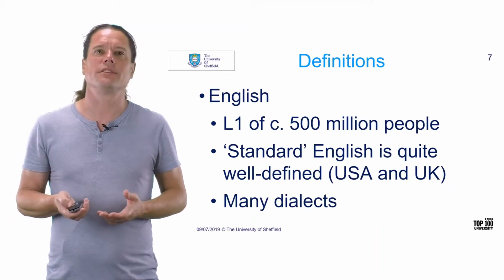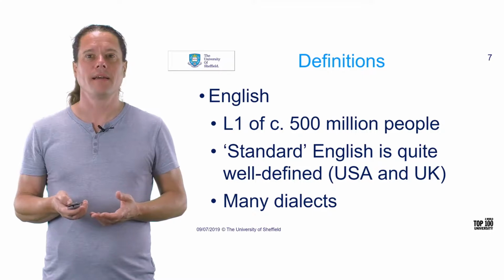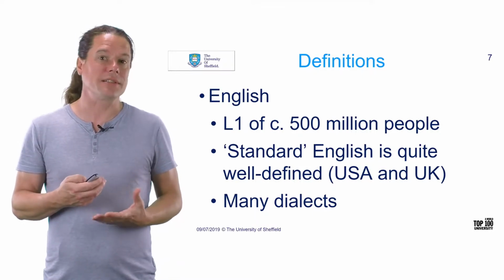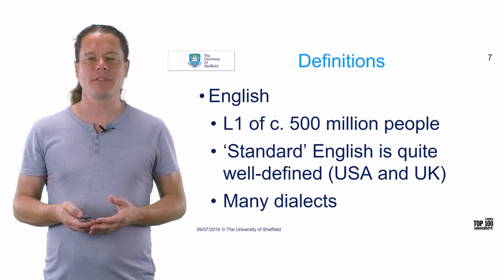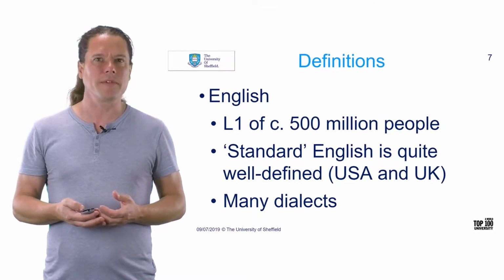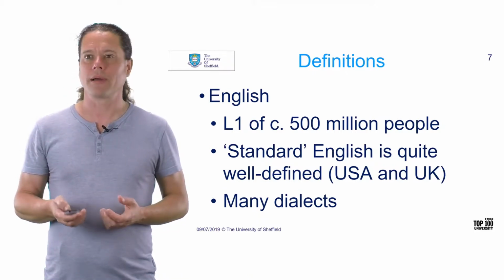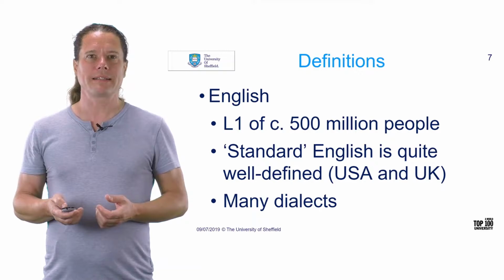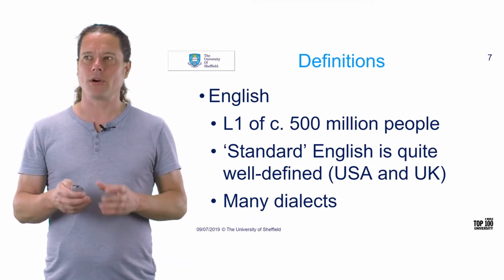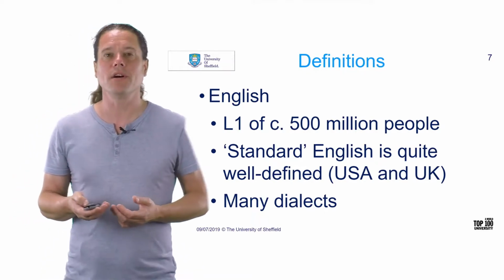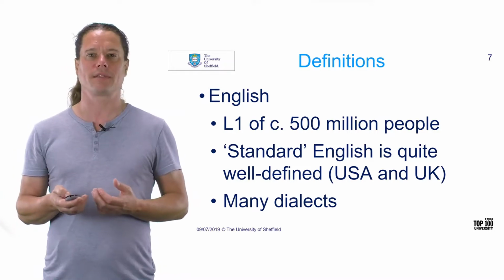Can we define English? Well, it's not easy. I'm speaking English, as I said. English seems to be the first language of around 500 million people around the world. But it's not always obvious when something is English and when it's not, because there are very many dialects of English.